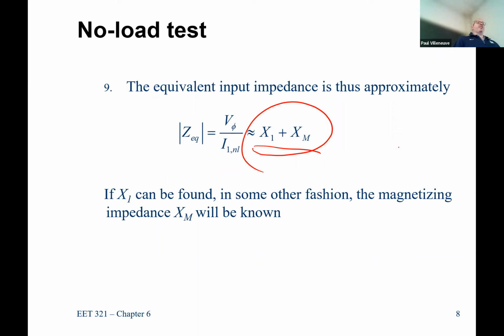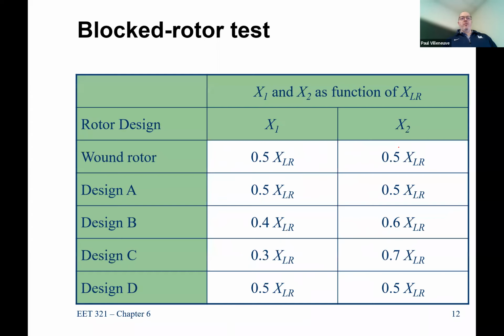So I have two equations, but three unknowns. I have X1, X2, and XM that are unknown. But the two equations I have are V no load divided by I no load is equal to this here, and V blocked rotor divided by I blocked rotor is equal to X1 plus X2. So I have those two, but I have three unknowns. So the only thing I need to do is use some design parameters, some additional information, to go ahead and get the result I need.